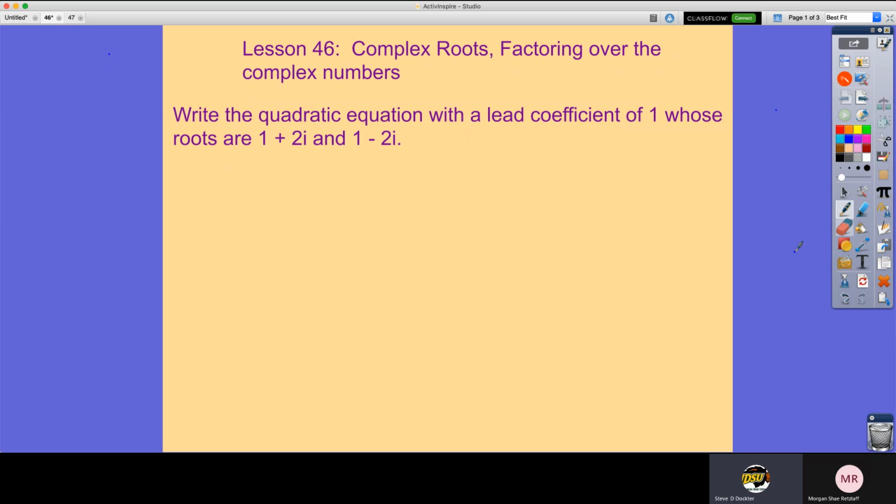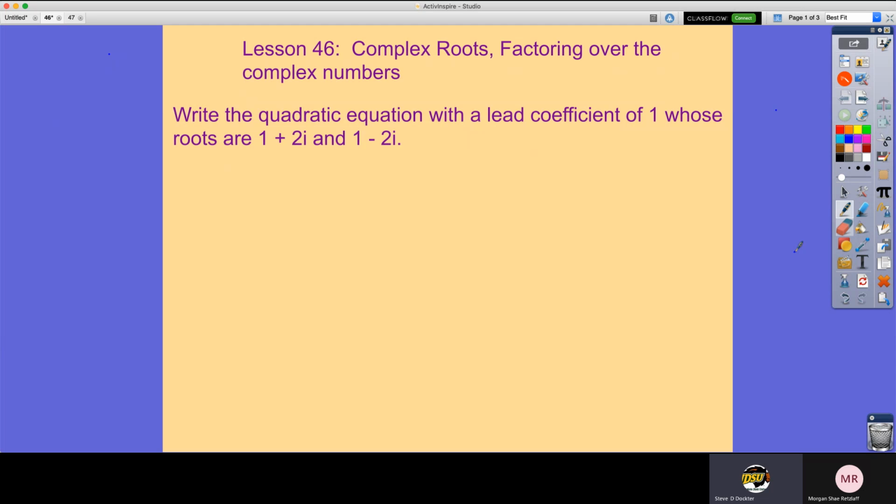All right, so as you can see in lesson 46 up there, we're going to deal with complex roots, and then we're going to factor over complex numbers, okay? So basically these two are the reversals of each other. So this time with this one, we're going to start with the answers. Remember, that's what the roots are. That's what x equals, and then we're going to come up with the equation for it. Later on, we're going to have the equation, and then you have to come up with either the factors or the answers for that one.